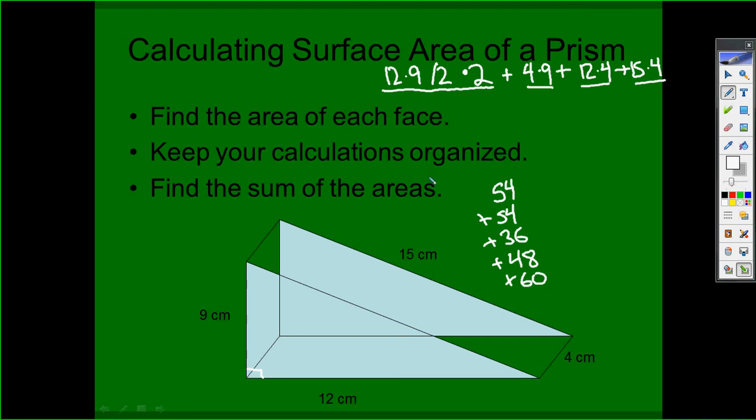12 times 9 divided by 2 times 2 plus 4 times 9 plus 12 times 4 plus 15 times 4. The surface area of this shape, if I add all these numbers up, they would add up to 252, and that would be in centimeters squared.